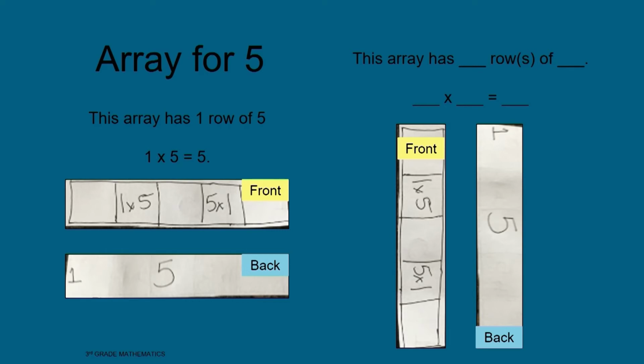Here's what the array looks like when we turn it. Now describe this one using the sentence frame and say the equation that matches. This array has 5 rows of 1, so 5 times 1 equals 5.